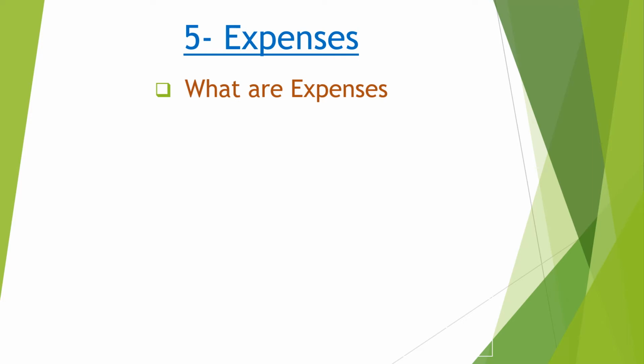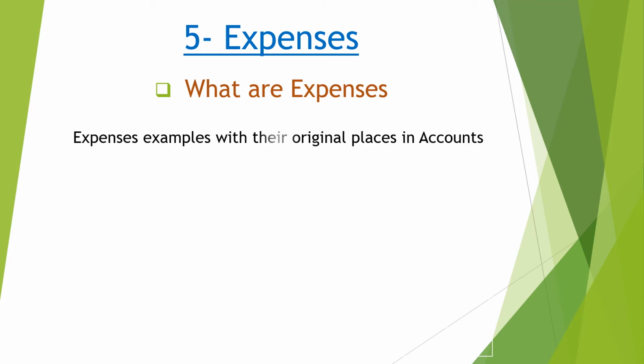When there is an increase in expense, it will be debited, and when there is a decrease in expenses, it will be credited. Let's see the examples and their original places in accounts.